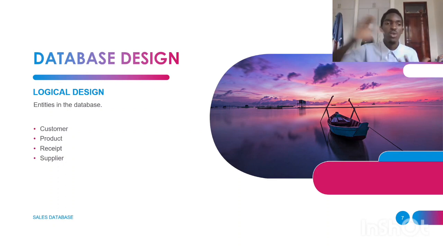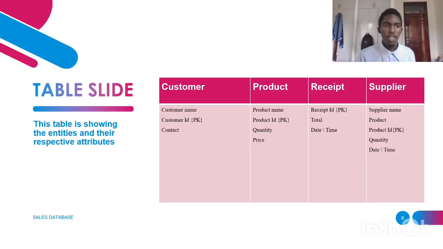This database specifically has four tables, and each of those tables holds the kind of data that we fill in to our database. So this is a small table summary that is going to show you the kind of entities and the attributes that are in each entity.